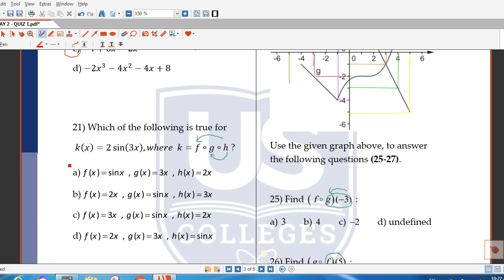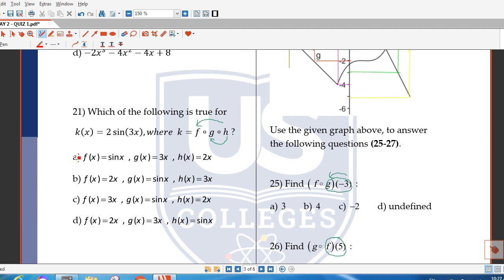K of x is given as twice of sine 3x, and it is a composition of three functions f, g, and h. And our question is which of the following is true? There are three functions and we are going to combine them. The order is from h function will be written in the g, then all this stuff will be written in the function f. So let's see the choices. 2x will be written in 3x, so it becomes 6x. So if you write all this stuff in the first function, it is sine 6x, which is not possible.